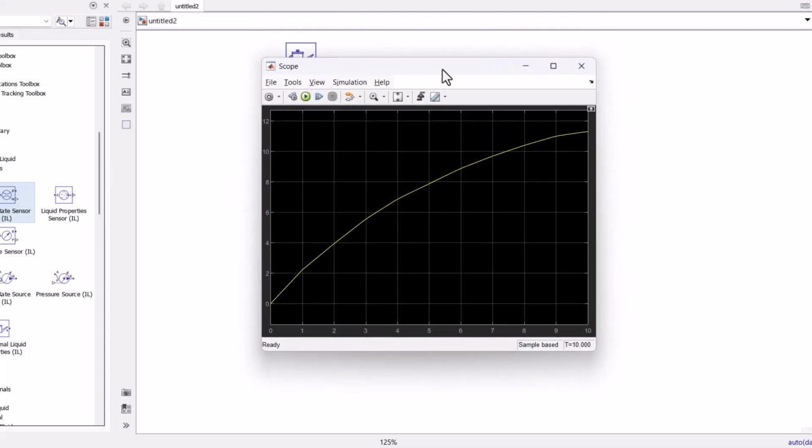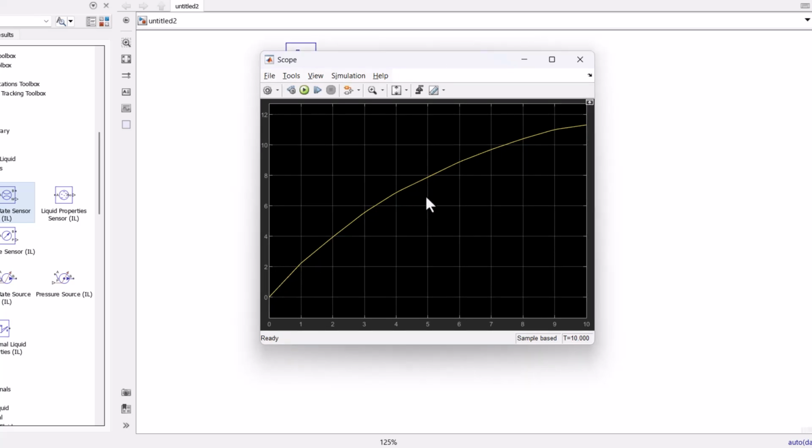So now we have plotted the characteristic curve of a valve via Simulink, and it tells us that our simulation is all right and complete. And that concludes the lecture.